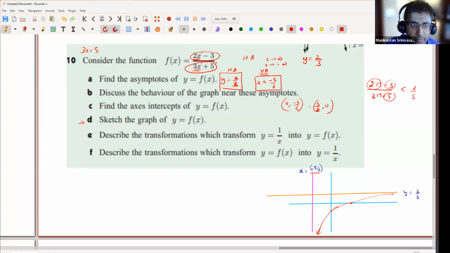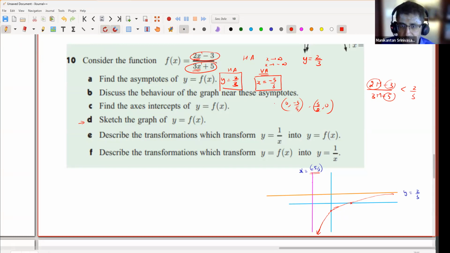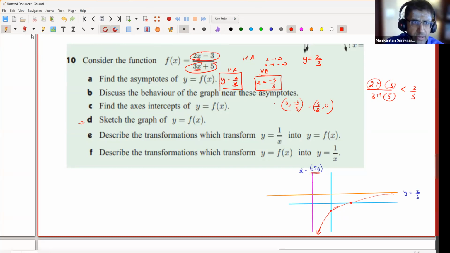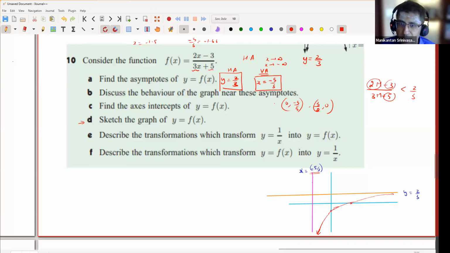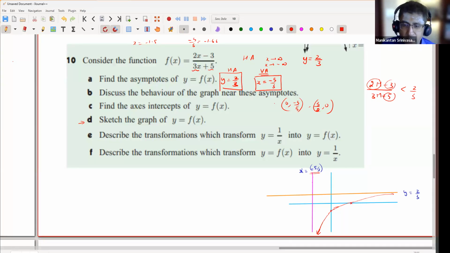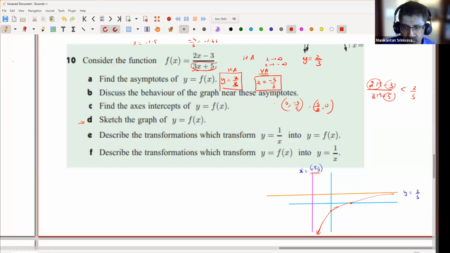Maybe I'm not describing it well. I'm looking at the behavior close to the vertical asymptote, so I'm looking at the sign of 3x plus 5 to the right of -5/3. Numerically, how much is -5/3? -1.66. So let's assume x is -1.5 instead of -1.66. This is -4.5 plus 5, which is 0.5, a small positive quantity. So overall, 3x plus 5 is a small positive quantity.